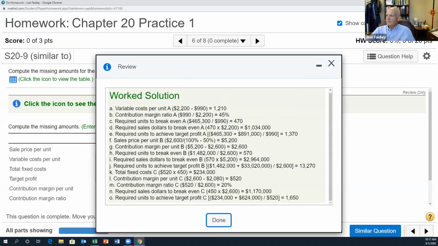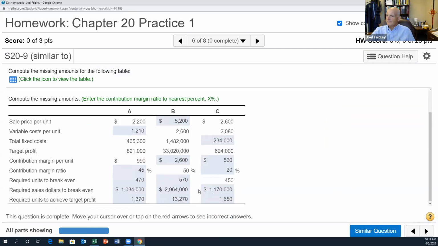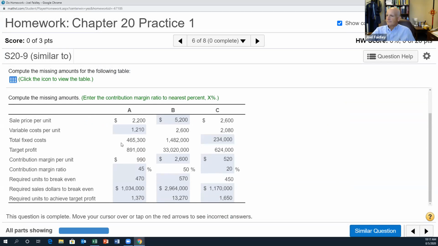Here's the calculations. Some of these you have to kind of work in reverse order. Its contribution margin is $9.90 and sales price is $22. Then that says that's going to be $12.10, right? All right. This one, if it's 50% and your variable costs are $2,600, then that has to be double, 2,600 times 2, right? If that's 52 and that's 2,600, then that's got to be 2,600.